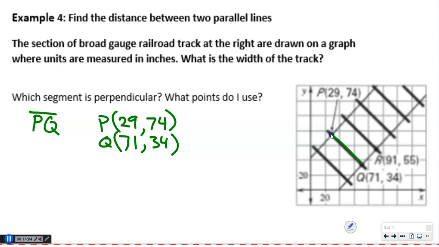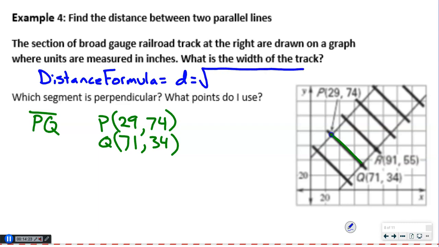And we need to use the distance formula. So we're going to write this into our notes also. Remember our distance formula. That is D equals square root of x2 minus x1 in parentheses squared plus y2 minus y1 in parentheses squared. So we need to plug in our numbers from P and Q into our distance formula.